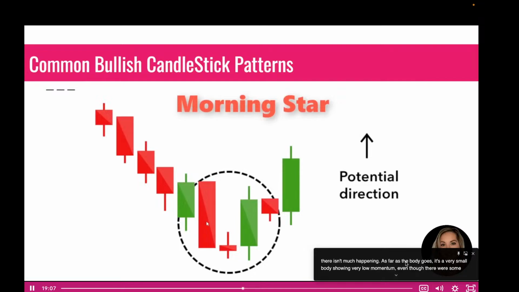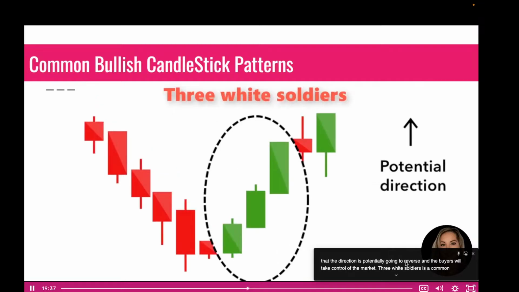Even though there were some strong movements before, usually this is like you've just gone too far, too much, and the buyers are now saying, no way. They will meet it with a strong candle pushing back up. So almost engulfing, but not quite. It's a little bit stronger than an engulfing candle at this point. So that is what you're seeing here. So at this point, you would assume that the direction is potentially going to reverse and the buyers will take control of the market. 3 white soldiers is a common pattern you'll see.